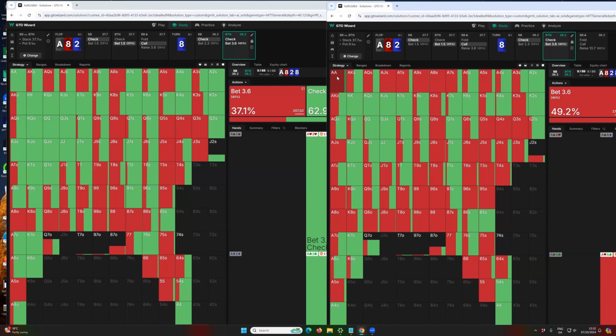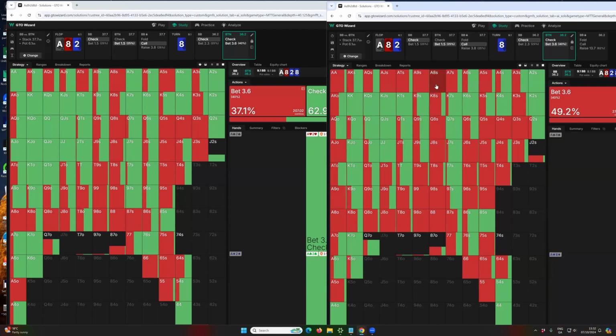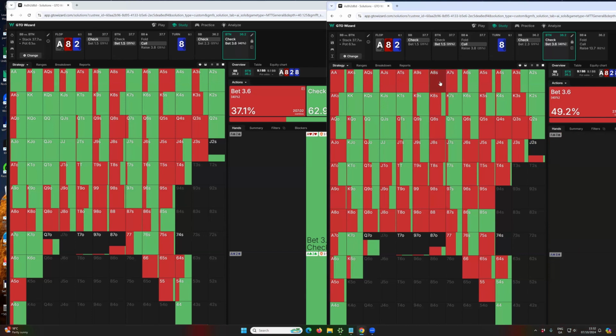Just across the board, we're betting more with our strong hands to take advantage of the fact that he's going to bet. You can see that our 8x betting frequency has gone right up as well. We're usually betting our eights now. So basically, when we have a very strong hand, we're going to just bet and hope he gets aggressive.